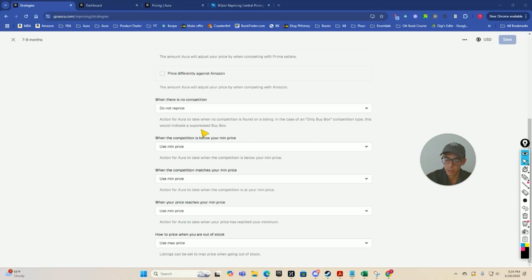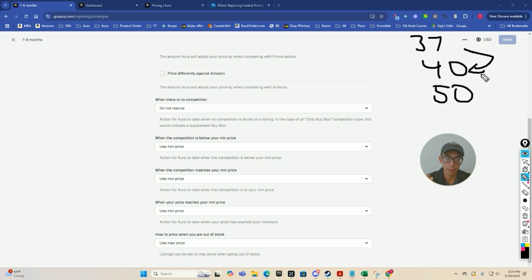Now, this is the biggest shift from going from 4, 5, and 6 months, now 7 months and on, is now we're going to be pricing at our minimum price with a couple of rules here. So when the competition is below your minimum price, we're now going to go to the minimum price. So let's say 40 and 50 is the min and max price. There's an FBA seller at 37. That's below our minimum price. And now we're just going right to the minimum price.